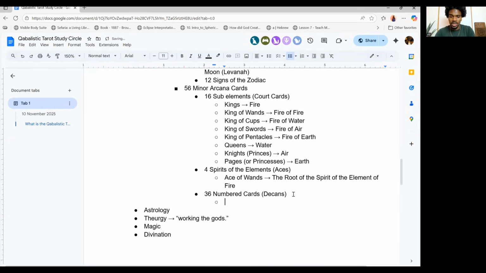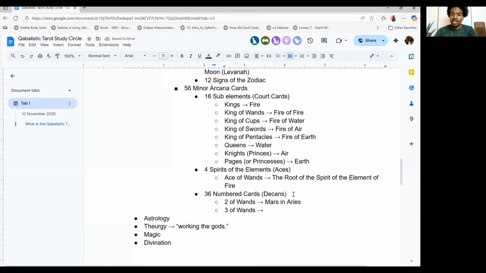The Two of Wands. So if the Ace of Wands is going to be the root of the spirit of the element of fire, the Two of Wands is where we actually begin this astrological association, where the Two of Wands is now going to represent Mars in Aries. Three of Wands is going to represent Sun in Aries. And then we have the Four of Wands, which is going to represent Venus in Aries.